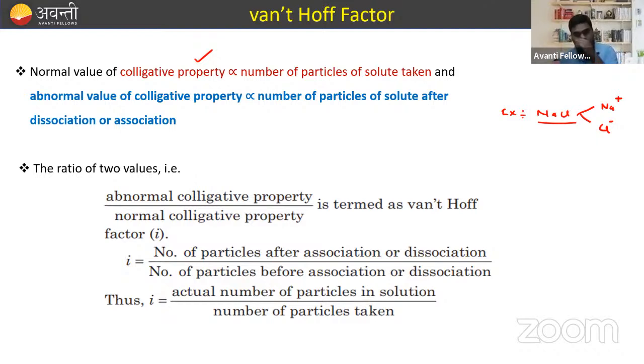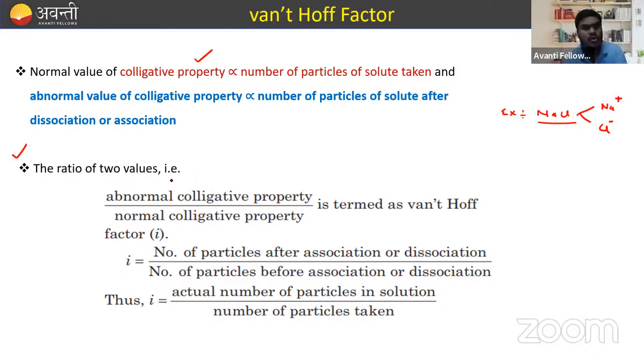Similarly, if I'm talking about a weak acid like CH3COOH, ethanoic acid, or we say carboxylic acid in general, they associate to form a larger molecule. So in this also the colligative properties get changed. So the abnormal value of colligative properties is directly proportional to the number of solute particles after dissociation or association. So this point is very important here, right?